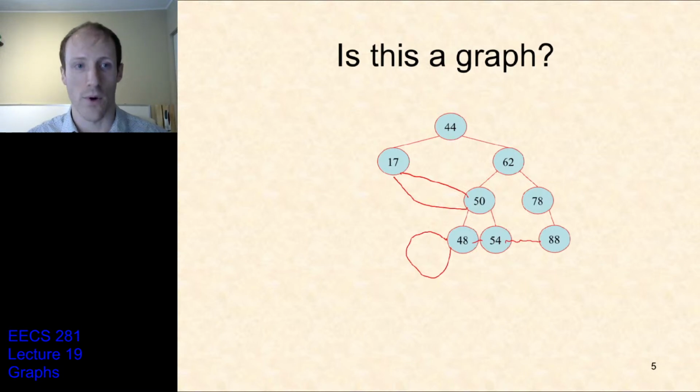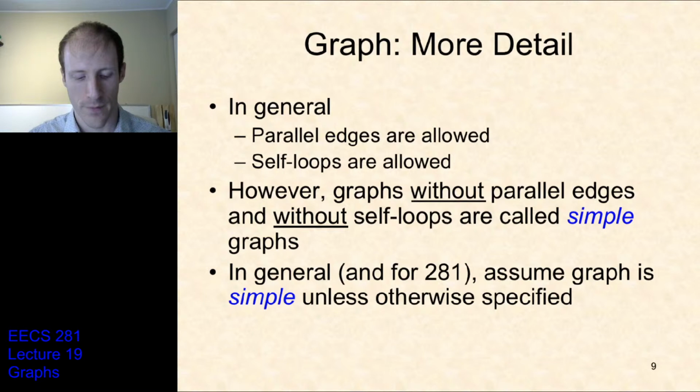So this still fits the formal definition of a graph, which allows parallel edges and which allows self loops. However, we're also going to define a concept of a simple graph, which does not allow parallel edges and does not allow self loops. So in most cases where you have a graph, you should assume it is a simple graph unless otherwise specified.